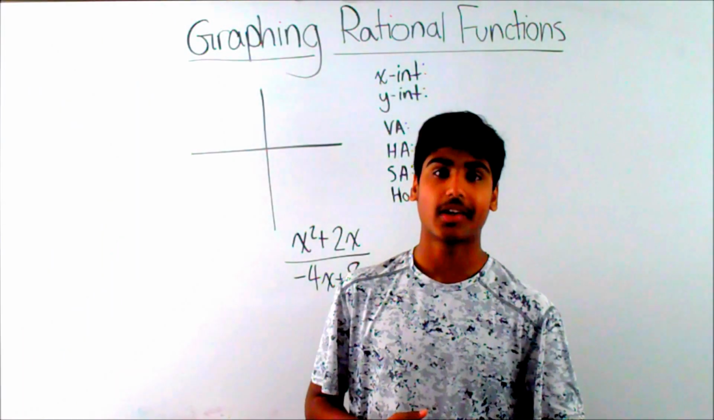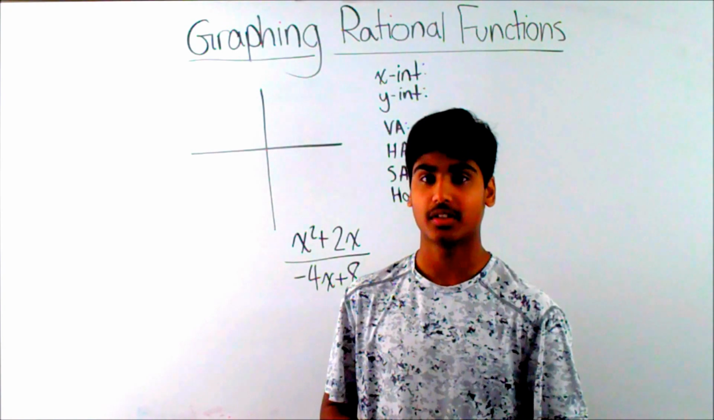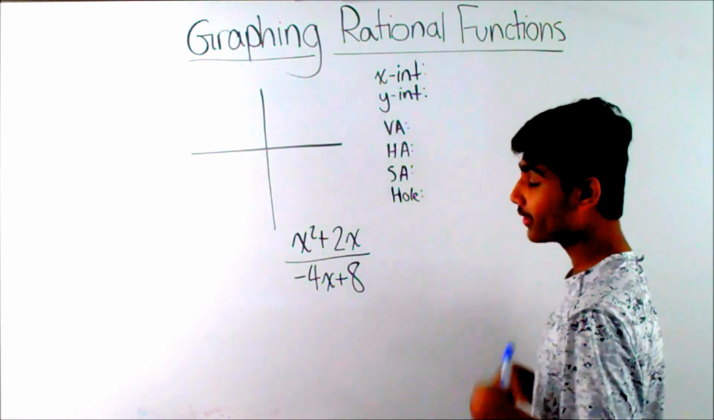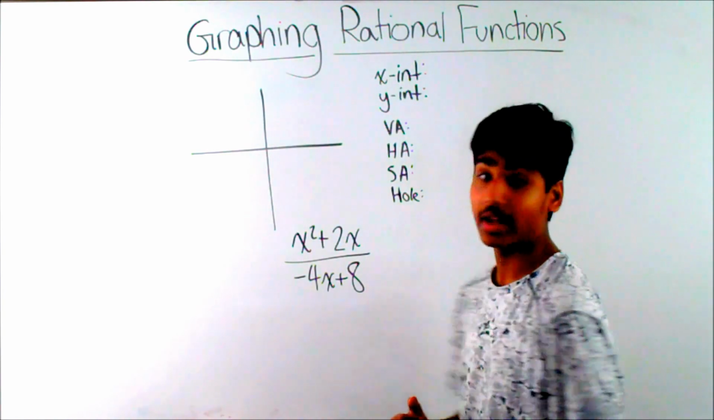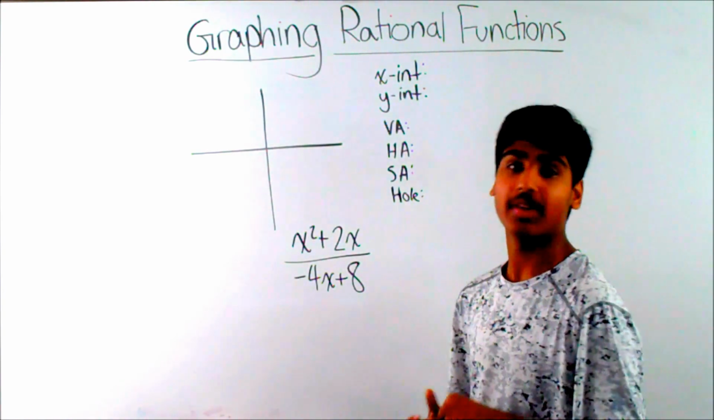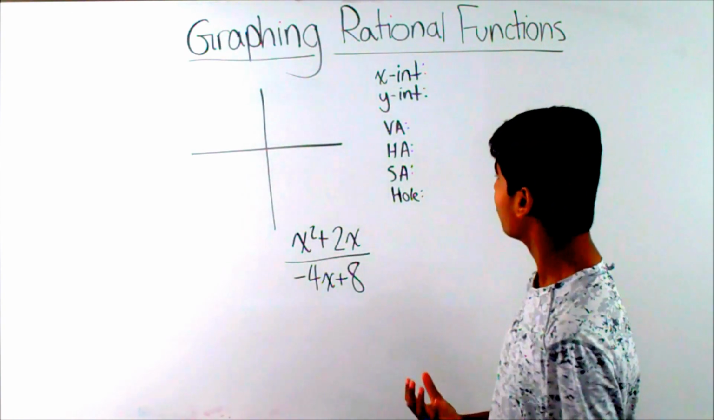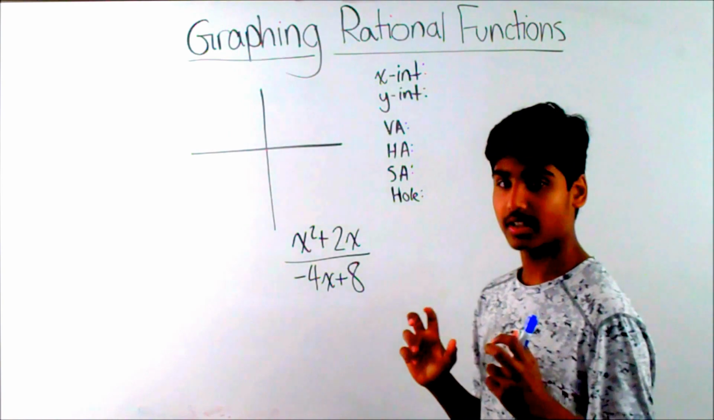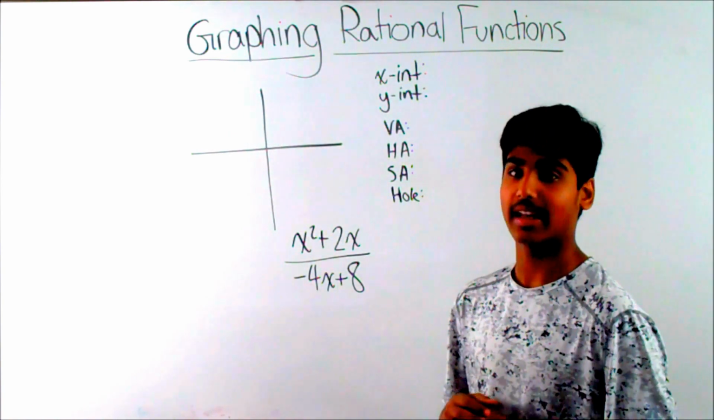Today we're going to learn about graphing rational functions. Over here we have a fraction and we're supposed to graph it. So we're supposed to use different steps to find the vertical asymptote, the horizontal asymptote, the slanted asymptote, the x and y intercepts, and the holes, and we have to do that to find out where each part of the graph is and how to graph it.